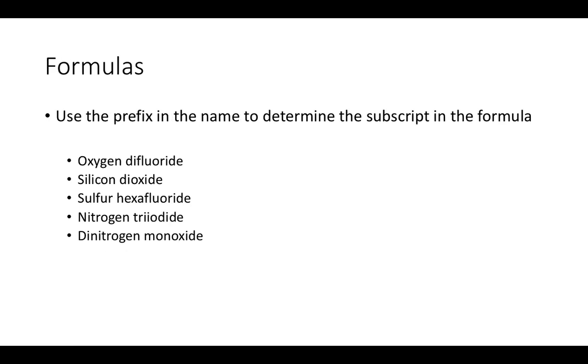Now if you've got names and you're writing the formulas, see they don't all have to be oxygens, oxides at the end. Some of them are, some of them aren't. So here we go again: oxygen difluoride, silicon dioxide, sulfur hexafluoride, nitrogen triiodide, dinitrogen monoxide. Again, if you want to pause and try these on your own and then come back and see what I think the answers are, you could pause now or not.